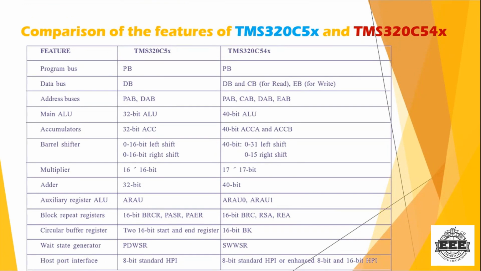Similarly, several features will be presented here, that is a block repeat register, a circular buffer register, a wait state register and a host port interface. So these are the features which have been presented in the TMS320C5x and 54x. These are the different features in the two processors.